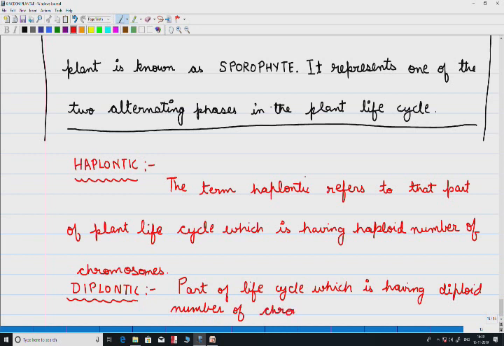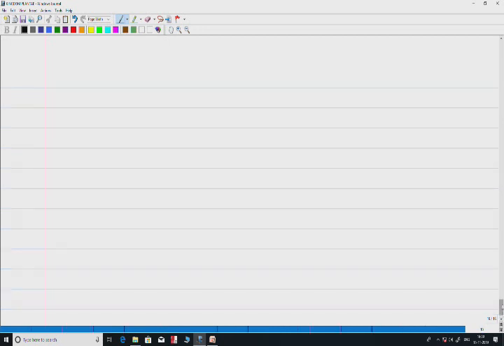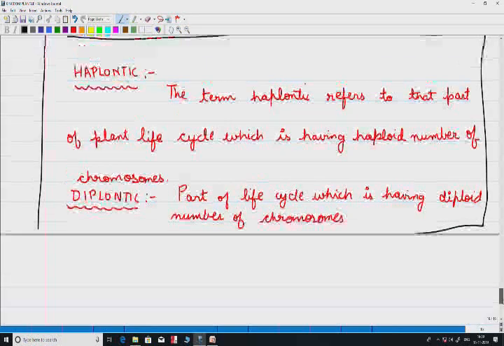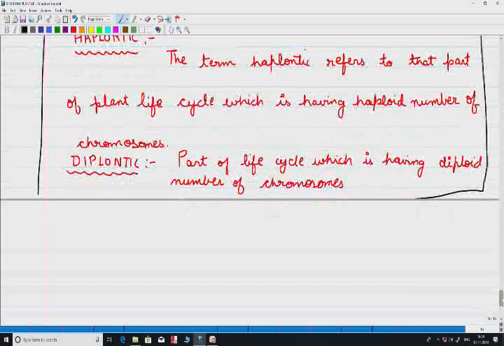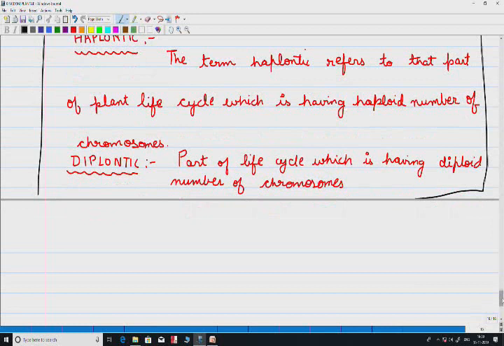So these are the four terms that were essential. These were the four terms that we needed to know. Now there is another thing called alternation of generations. Write the next term: alternation of generation.